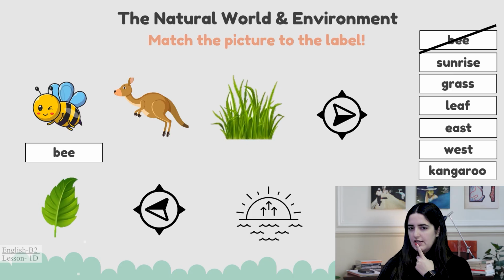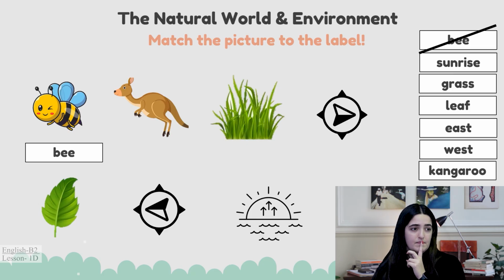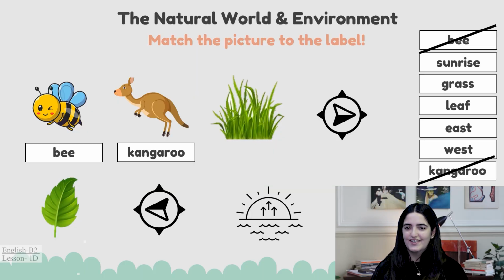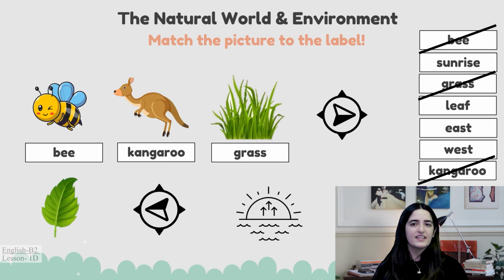What about this next picture? This animal's often found in Australia. If you've ever been to Australia, you might have seen one. I've never seen one. What is this? Pause and answer. It is a kangaroo. Good job. Next one. What is this picture of? I'm sure you all know it. Pause and answer. It's grass. I'm sure we've all seen a bit of grass sometime.